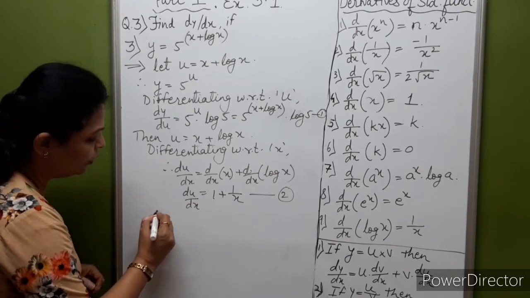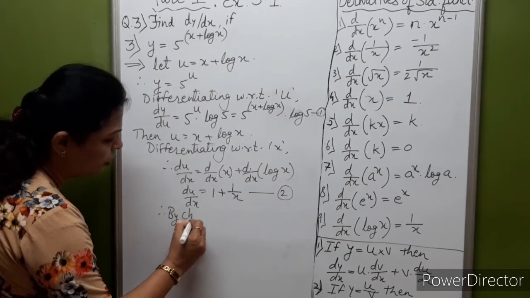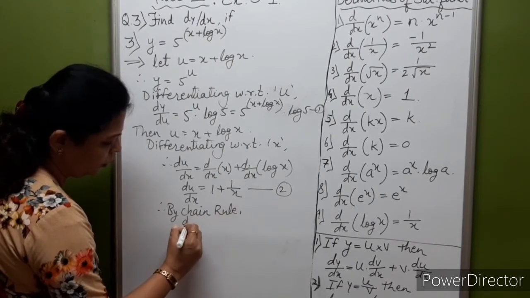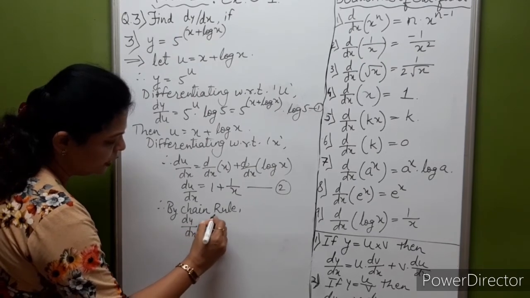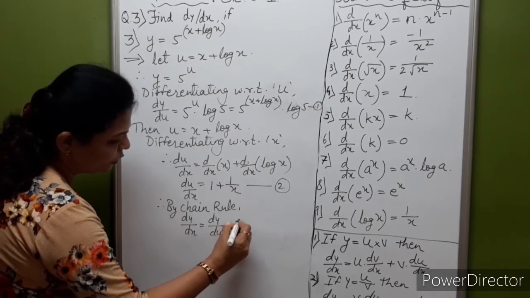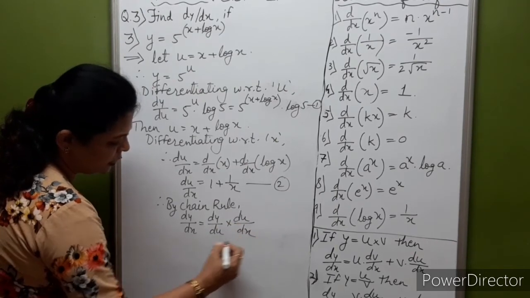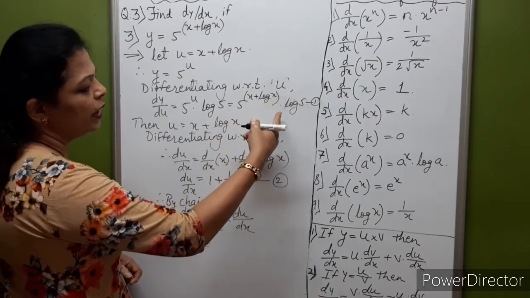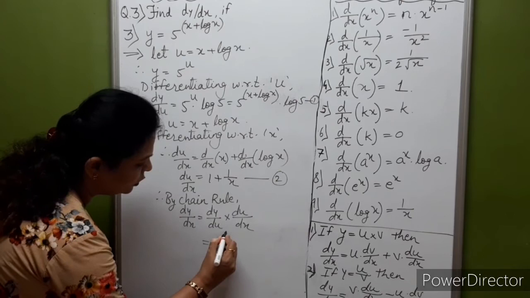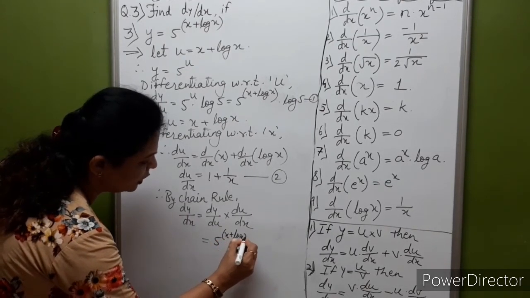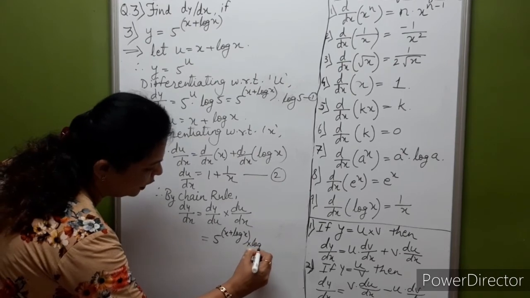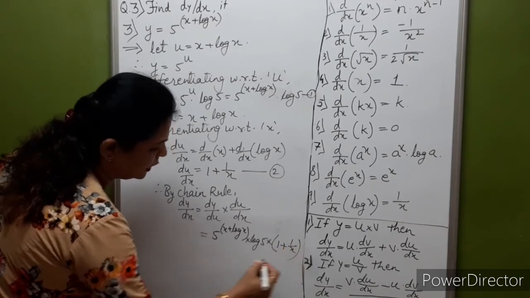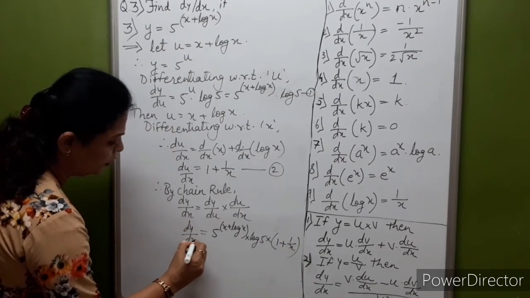Now substitute in the chain rule. Therefore, by chain rule, dy by dx is dy by du into du by dx. So what is dy by du? This first one, 5 raised to x plus log x into log 5. So 5 raised to x plus log x into log 5 into 1 plus 1 upon x. This is your final answer.